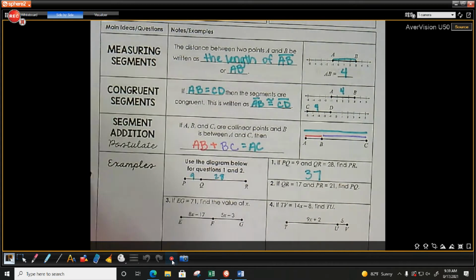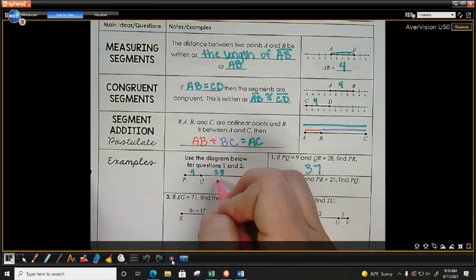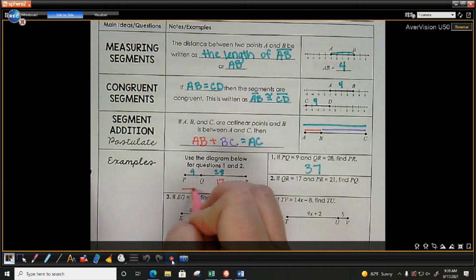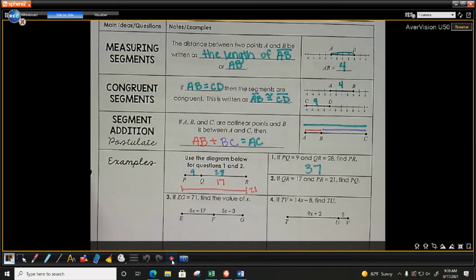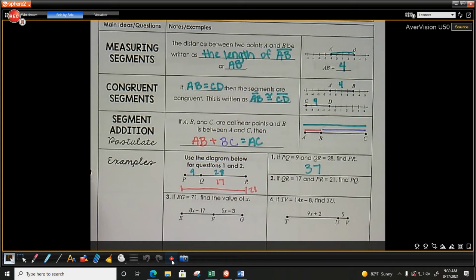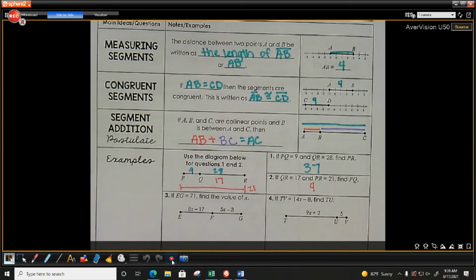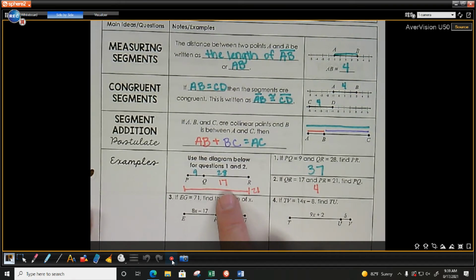Okay, so then if QR is 17 and PR is 21, then what's PQ? 4. 4 plus 17 gives you the whole. This time it didn't give me the piece and the piece, it gave me the piece and the whole. So I had to take the whole, which is your 21, and subtract it by one of the two segments. It gave me 17 to get 4. Good?